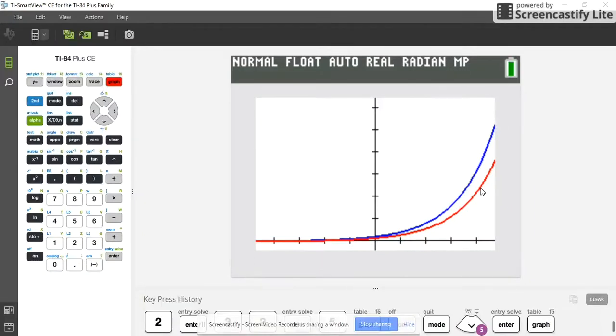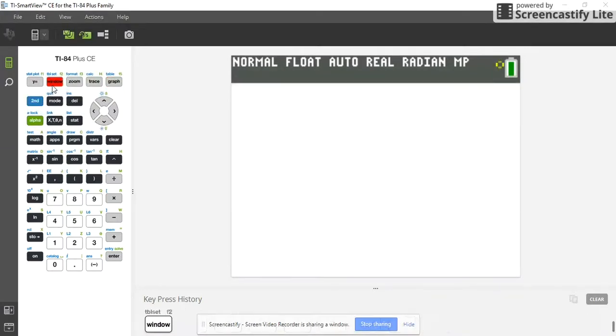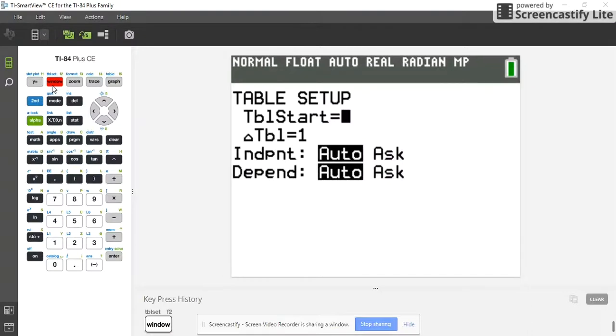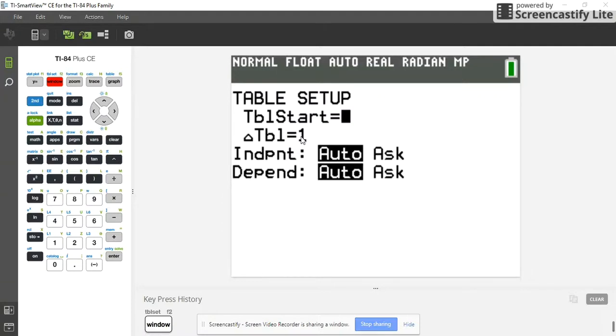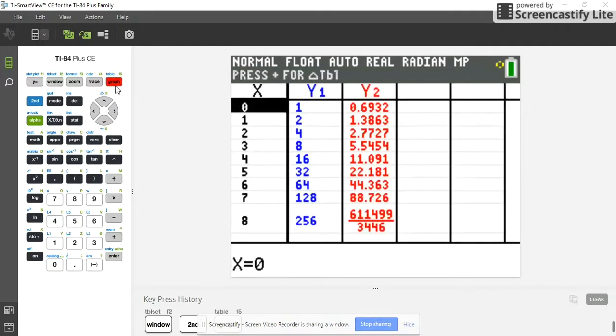Bullet point number 4 says, well, what if we look at these two functions in a little different manner? What if we were to look at them as a table of values? All right, so we're going to go to the table command. Up here, the table setup is in blue. So we're going to go second window, and we're going to make our table start equal to 0, which mine already is, and the delta table equal to 1. And now we're going to actually look at the table. So I'm going to do second, and then I'm going to hit the graph button, because notice that right up here it says table in blue. So second, graph, and here's the table.